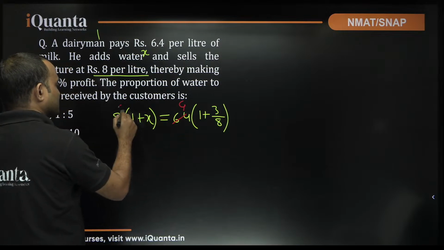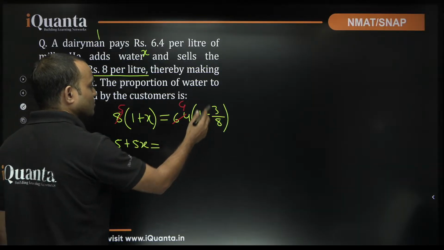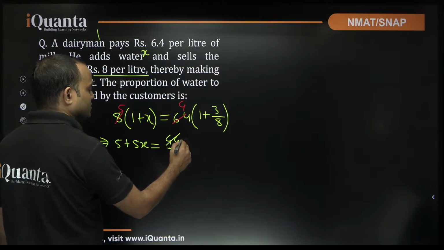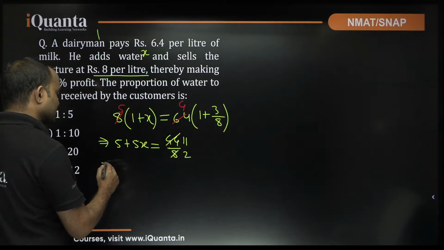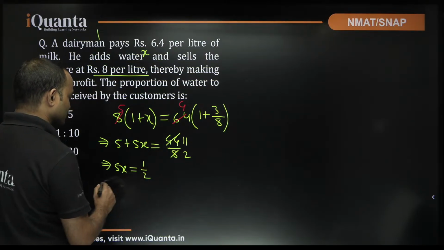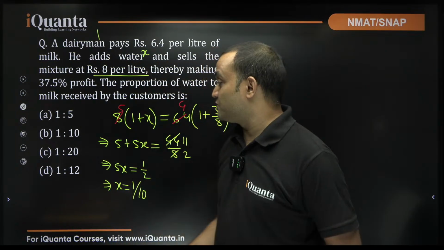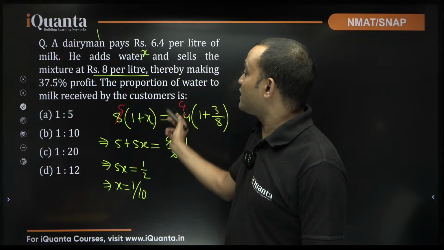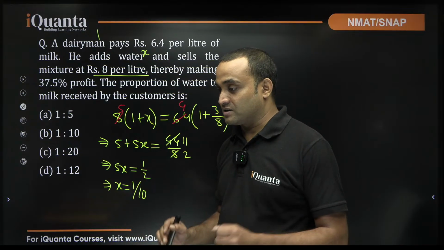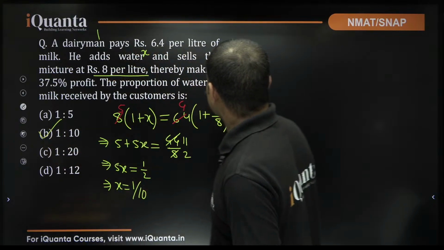Now you can see this will be very easy, 4 times, 5 times, so from there we are getting 5 plus 5x is equal to 11 by 8, so 44 by 8, or it will be 11 by 2. Now you can get the answer, 5x will be equal to, this minus this is 1 by 2, or x is equal to 1 by 10, right? So the water mixed will be 1 by 10. It says the proportion of water to milk received by the customer, so out of 1 milk there will be 10% water, 1 by 10, right? Now the answer is 1 by 10.